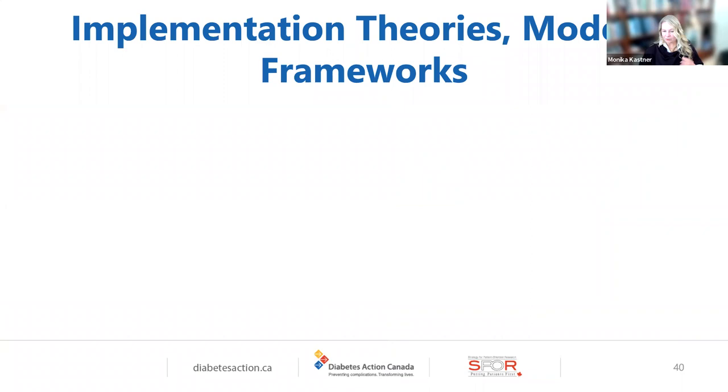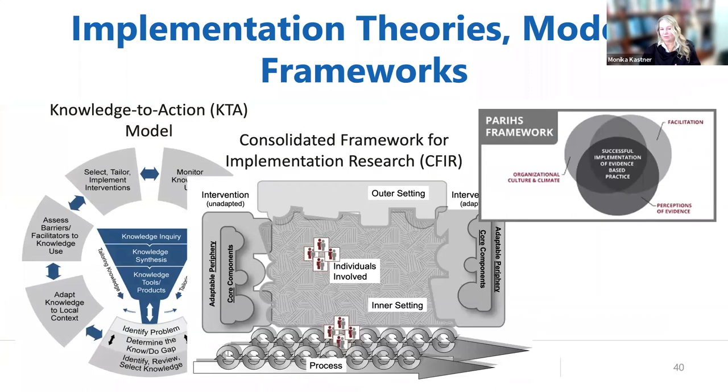I'm not going to get into some of these models and frameworks in knowledge translation, but I wanted to acknowledge that there are lots of different ones, even more than these three. There are actually hundreds, which makes practicing KT a little bit challenging. But these are some of the theories, models, and frameworks that we commonly use, and they're very well validated. I just wanted to acknowledge that there are some of these that we can use as tools to help us practice all of these different activities that I'm describing.